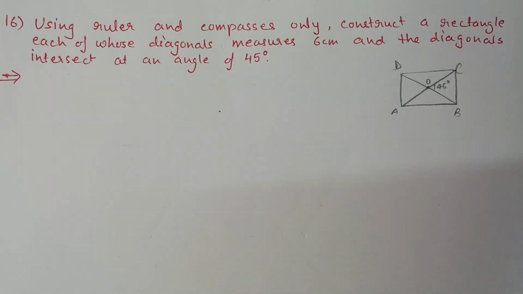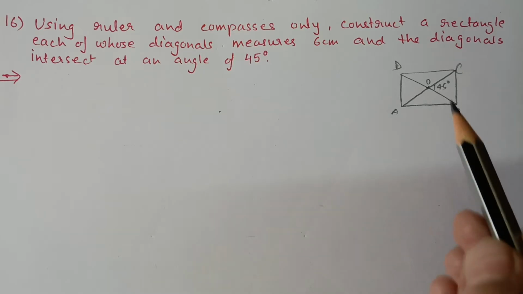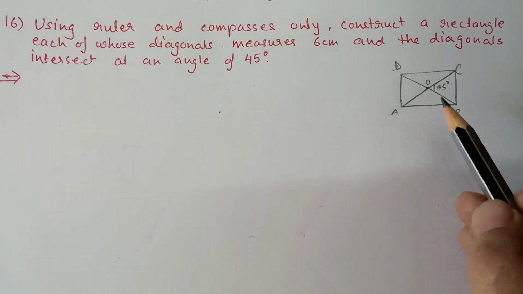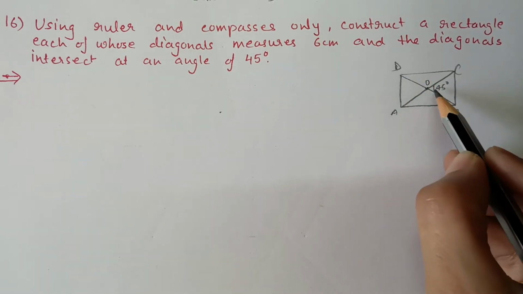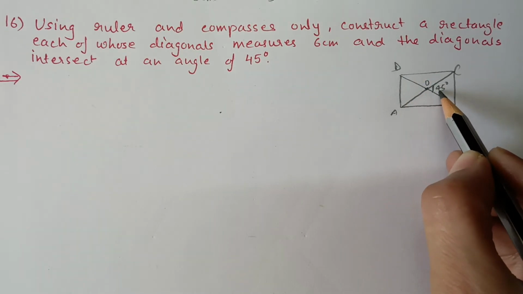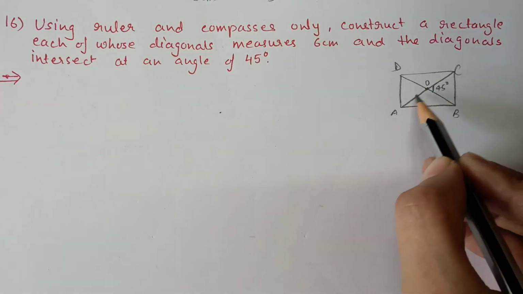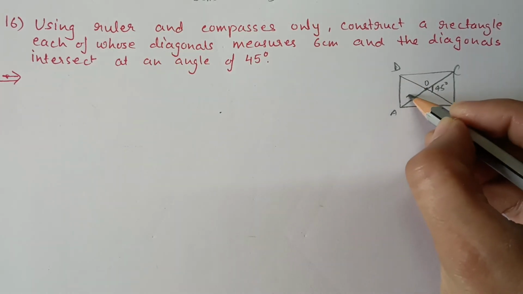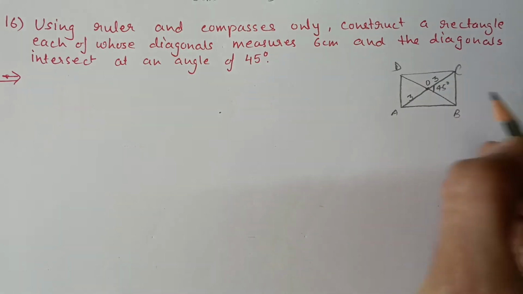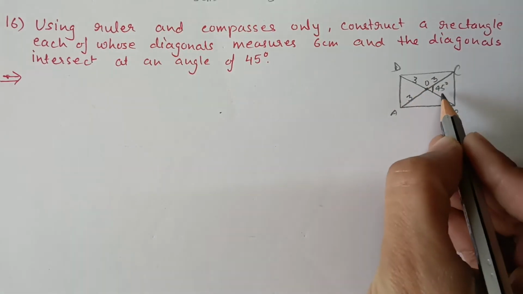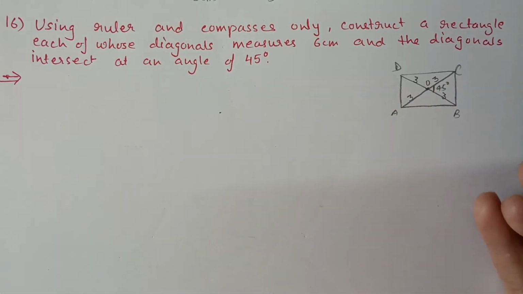Question number 16. Using ruler and compass, construct a rectangle each of whose diagonal is 6 centimeter and diagonals intersect at an angle of 45 degree. So first make a rough figure. ABCD is a rectangle. The angle between the diagonals is 45 degree and both the diagonals are 6 centimeter. Means 3 centimeter here, 3 centimeter here, 3 centimeter this side, 3 centimeter this side.